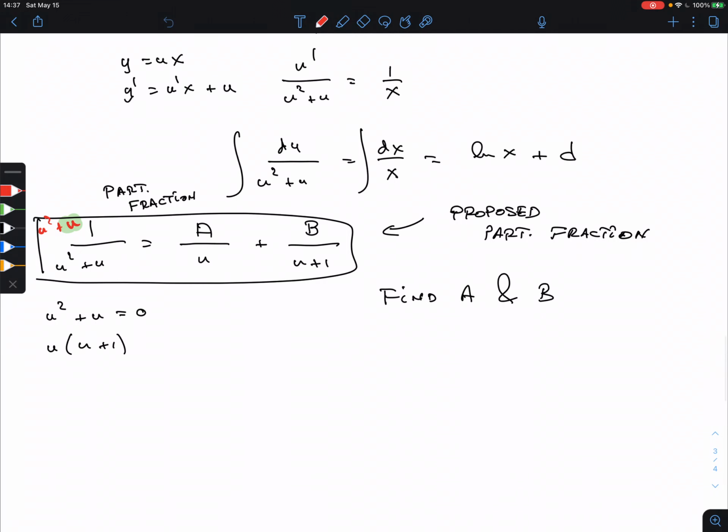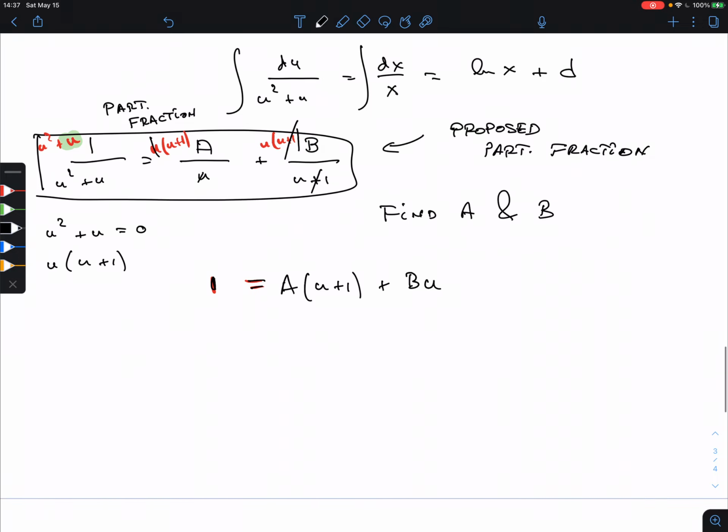Okay, u times u plus 1 and u times u plus 1. So we get 1 on the left hand side. Let's go in black. 1. And then here the u's cancel, so we get a times u plus 1. And here the u plus 1's cancel, b times u.